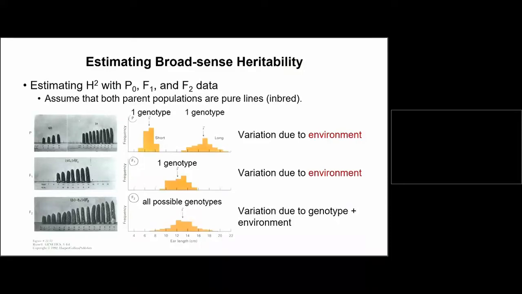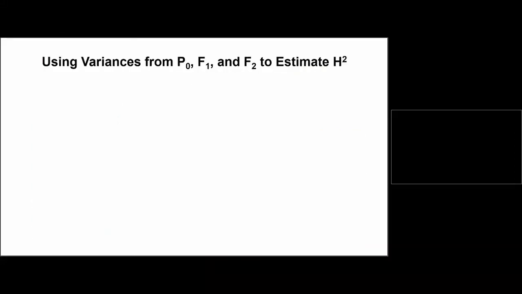So what if we did this experiment and we kept it in the same environment, right? Like we planted the bushes all in the same field, or we grew up the mice all in the same room. If we kept our environment the same, could we use this to estimate the variation that's due to the genotype for this trait? So how would we do that?